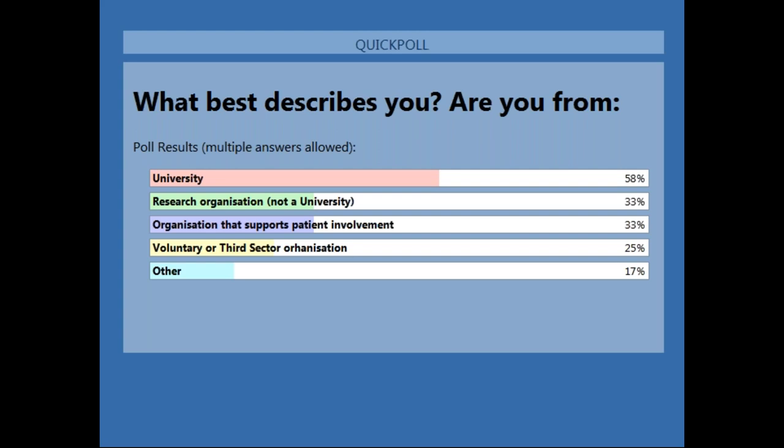So people are clearly joining with different perspectives, and from more than one organization, which shows the complexity of what we're trying to do, I think, as well.